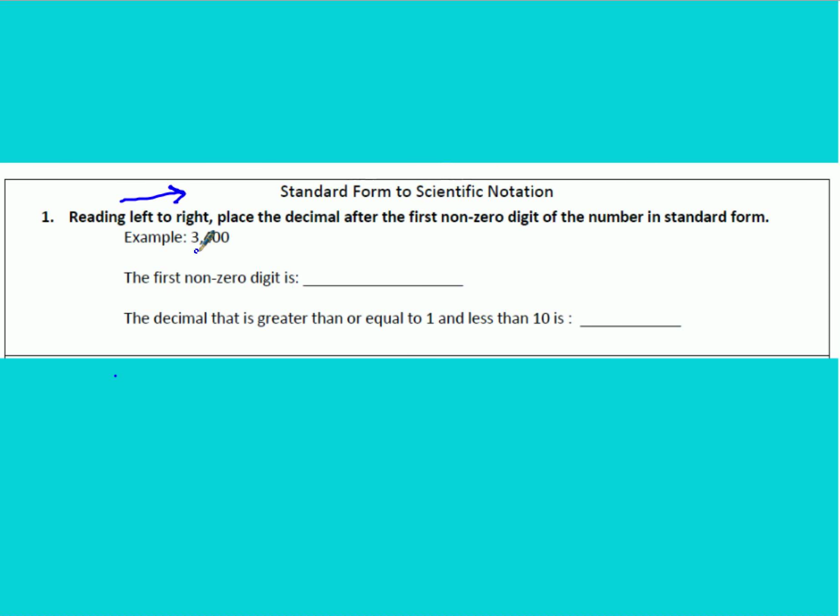So we have an example using 3,400. When we're reading this number from left to right, the first non-zero digit that we get to is 3. So if we're going to put the decimal right after that, we would place it right after the 3. So the number that we're making becomes 3 point, and then we write the rest of that number, 3.4. But if we have 3.400, we don't need to include those zeros. They're just placeholders, and since they're the only numbers at the end there, we don't need to include them. So we put our decimal after the first non-zero digit, and we made 3.4. That is between 1 and 10, so that would work for our number between 1 and 10.